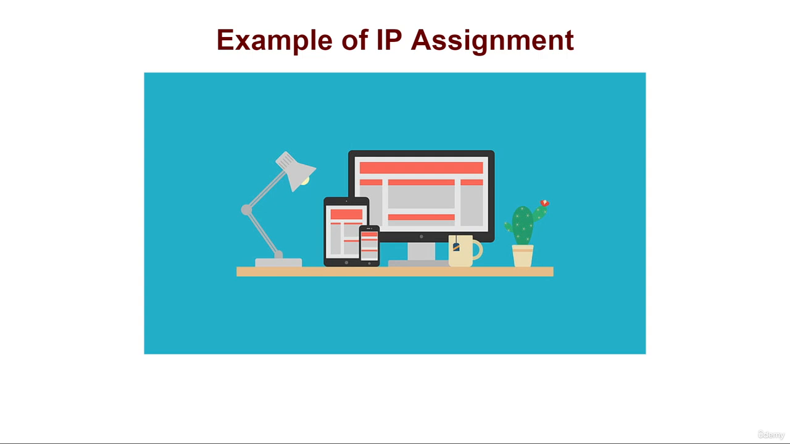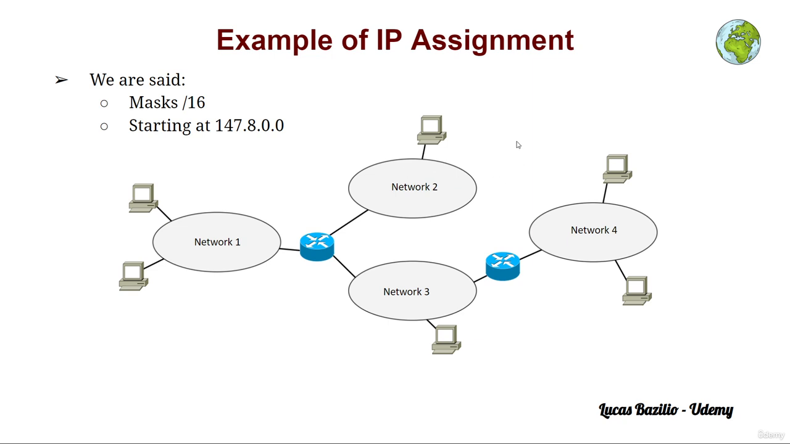In this lesson, we are going to study an example of IP assignment. Suppose that we have this configuration and we need to assign IP addresses. We are told that masks must have 16 bits for the net ID. Essentially, the first two decimal values will represent the network identifier and the remaining ones the host identifier. Another assumption is that we must start from this network assignment, from this IP address.